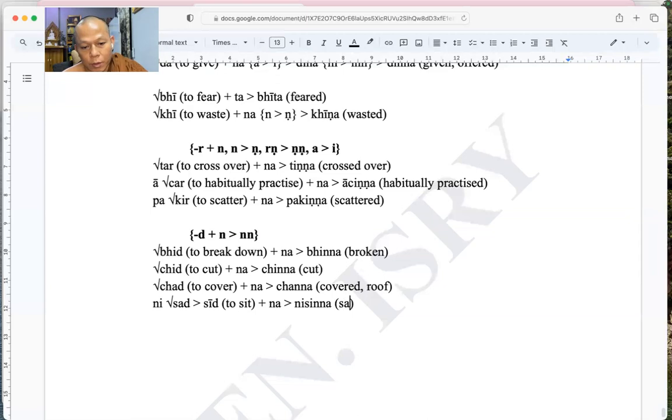So sad. And then the same root, with prefix pa, root is sad. But here the meaning is different because of the different prefix: to be devoted. And the da becomes na. So pasādana. So devoted in this way.